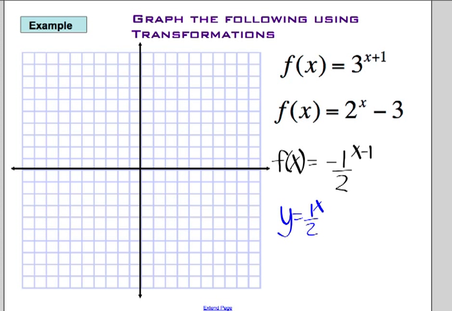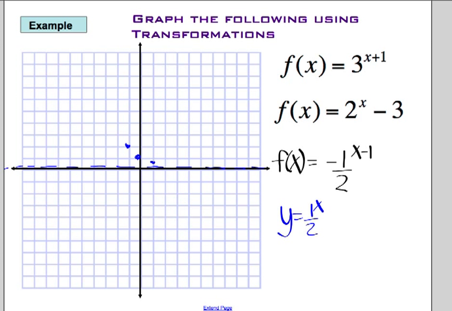Now, just like the other two, the parent would still have that horizontal asymptote and the point 0, 1. But now when I go over 1, I'm only going up 1/2. This is a decreasing graph. Now I like to also plot the reciprocal of that at negative 1, so we can go to negative 1 and up to 2. If you take the reciprocal of 1/2, you get 2. And that just helps give me a little bit better of a shape.